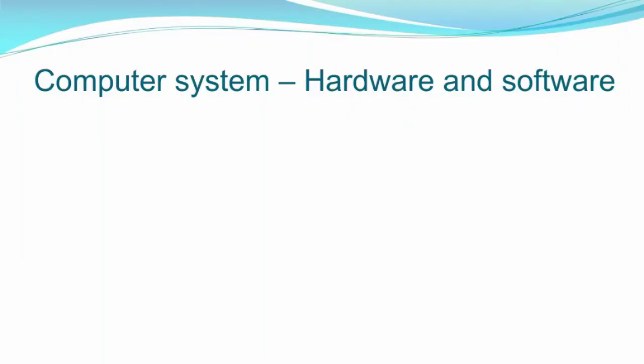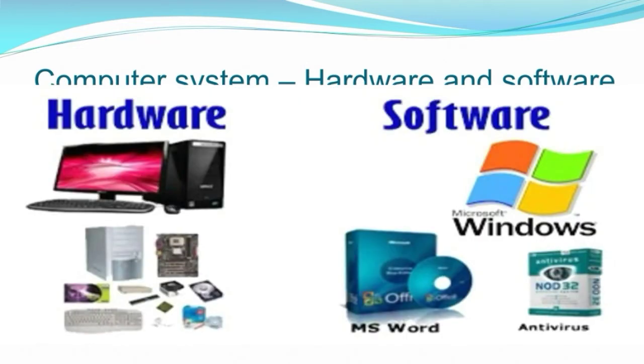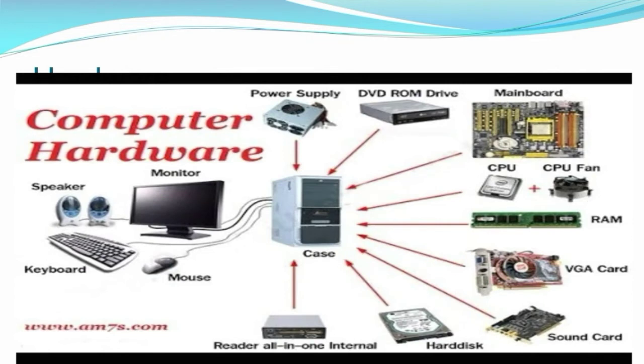Computer system, hardware and software. A computer is made up of different parts or components that work together to form a computer system. The two basic components of a computer system are hardware and software. Hardware. The parts of a computer that we can touch and feel are called the hardware of the computer.